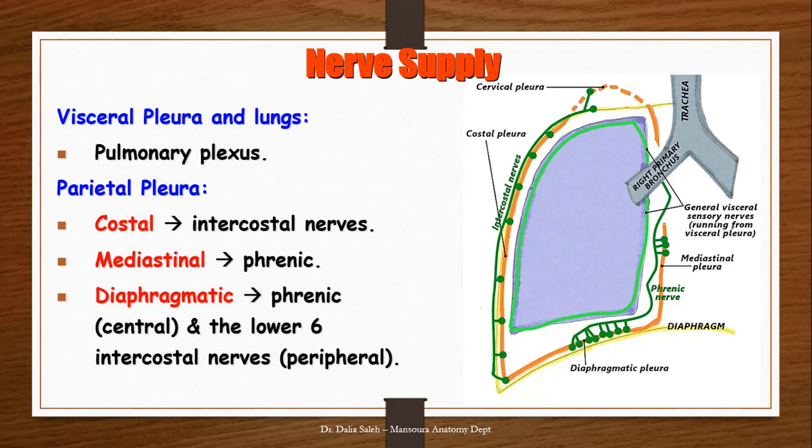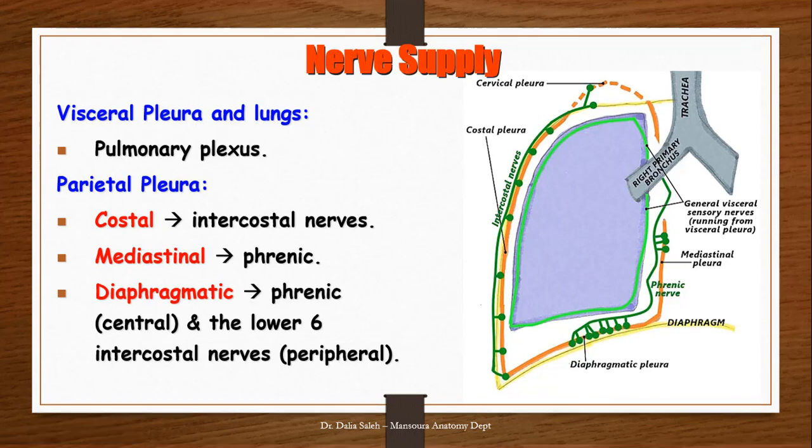So in this diagram, we can make it simple. Here we have the intercostal nerves. It will supply the costal pleura and goes downward to supply the periphery of the diaphragmatic pleura, while medially we have the phrenic nerve that supplies the mediastinal pleura and also supplies the central part of the diaphragmatic pleura.